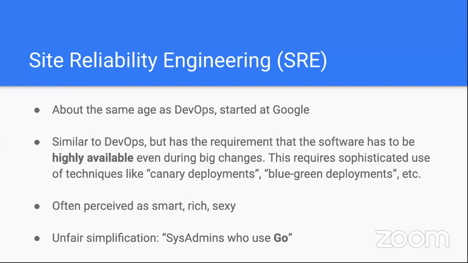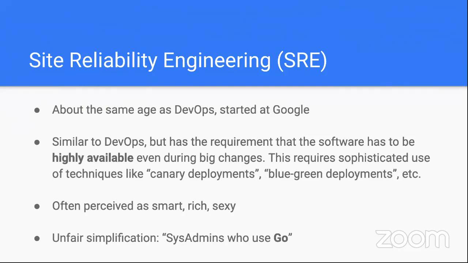Okay. So the third one is SRE, or Site Reliability Engineering. This is about the same age as DevOps. It's a newer term. It sort of started at Google. It has an additional twist: it's like DevOps, or maintaining software, but it's very explicitly about the software having to be highly available, very busy, and very scaled up.